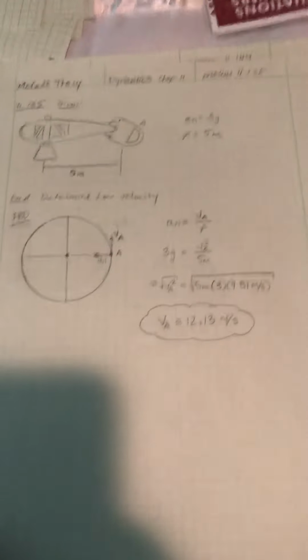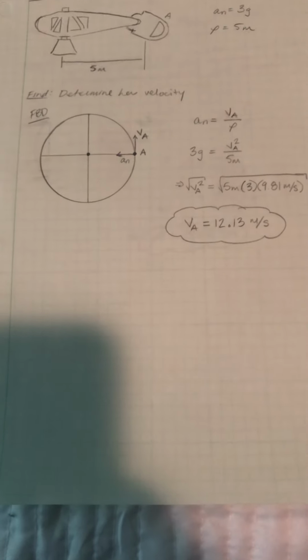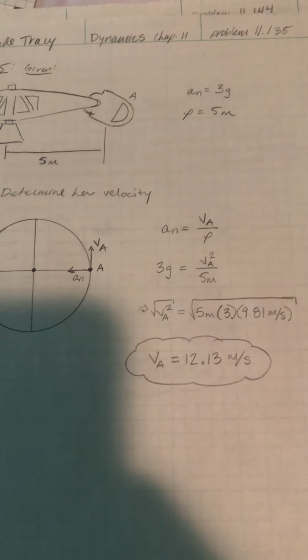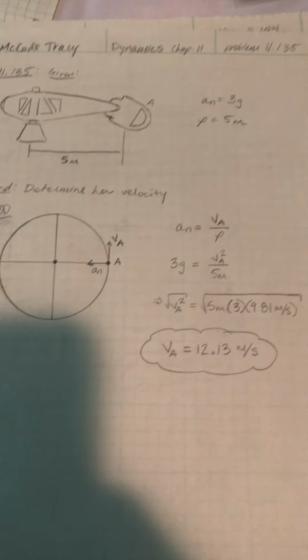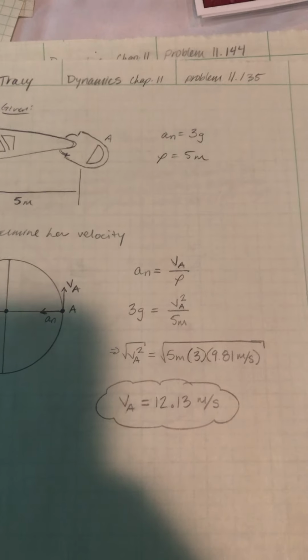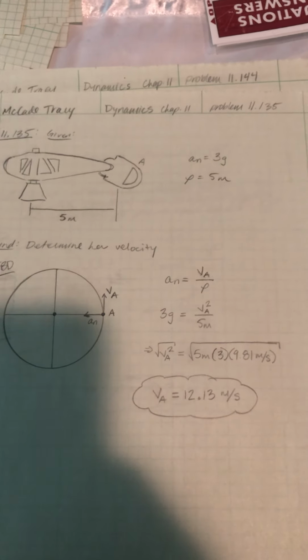For the next problem, we're asked to determine the velocity. Using what we covered in lecture, we have an equals V squared over rho. Plugging in our values, we get our acceleration at 12.13 meters per second squared.